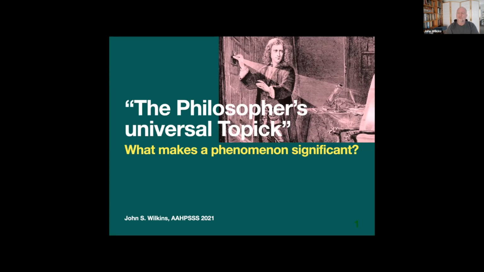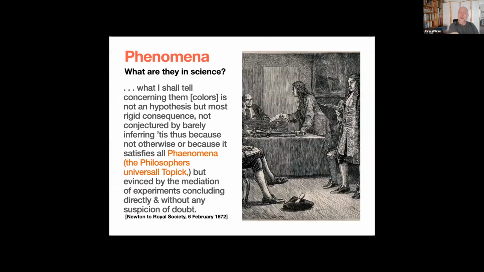Okay, so let's take it up with Newton, as we always should. He wrote, and this is where I got my title, he wrote to the Royal Society, probably to Oldenburg: what I shall tell them concerning colours is not a hypothesis, but most rigid consequence, not conjectured by barely inferring 'tis thus because not otherwise, or because it satisfies all phenomena, the philosopher's universal topic, but evinced by the mediation of experiments concluding directly and without any suspicion of a doubt.